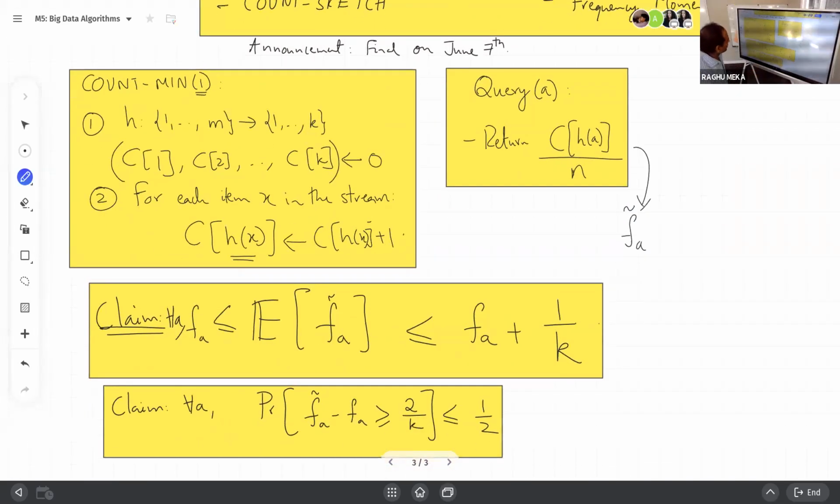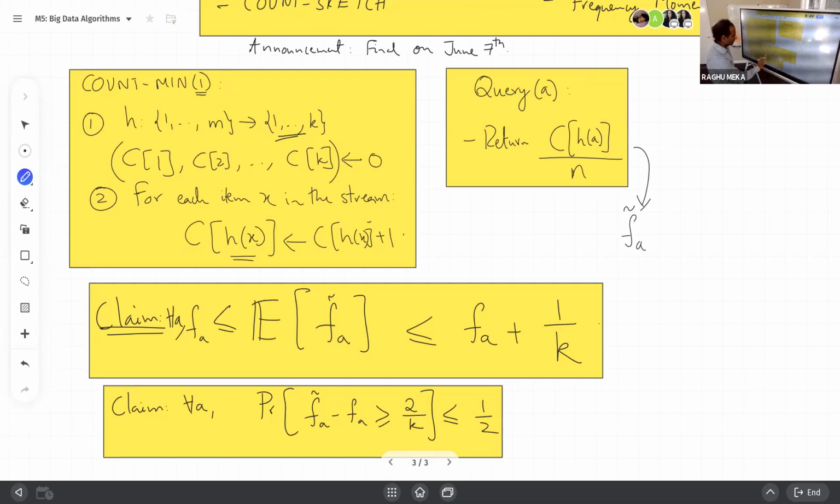So what was the count sketch? We first fixed a random hash function from the space of items to some k, where k is a parameter. And we also introduced some counts, c1, c2 up to ck. The idea was that each count would keep track of all the items that have been hashed to that particular bucket. So whenever we see an item x, we increase the corresponding counter, the hash of x, by 1. And upon a query, we just return the count divided by the number of items n.